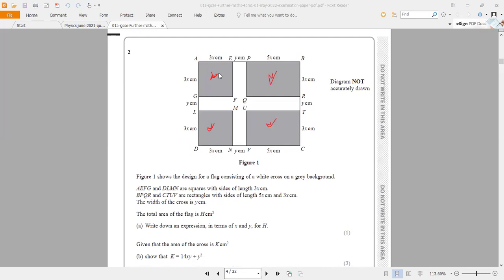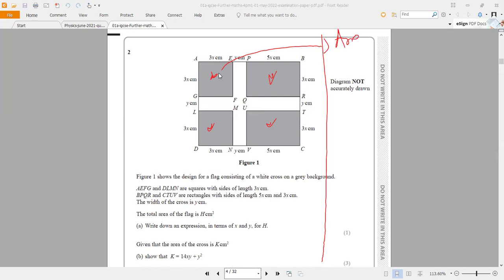This and this. Now, the width of the cross is y centimeters. The total area of the flag is h centimeters squared. Write down an expression in terms of x and y for h. So we start immediately. Now let's find the area of the square.